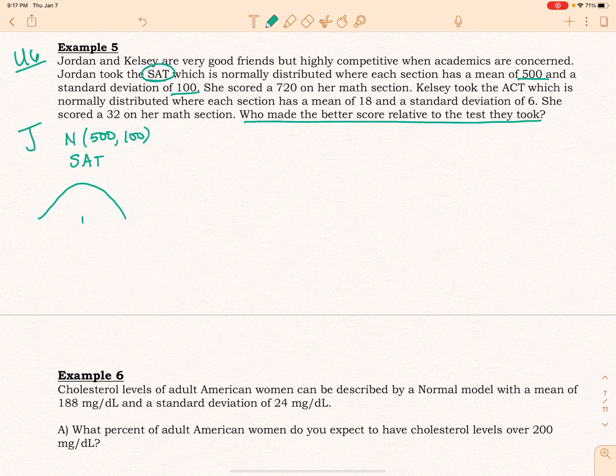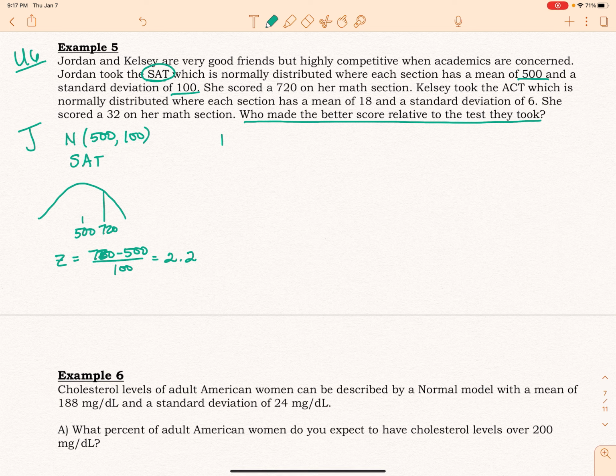I'm just going to draw a picture to give me my bearings here. She made a 720 on her math section. So let's see how many standard deviations above the mean that would be. So I'm just going to calculate this. Oh, it usually helps though if you use the right numbers. 720 minus 500 over 100. All right, so Jordan, her math score on the SAT was 2.2 standard deviations above the mean.